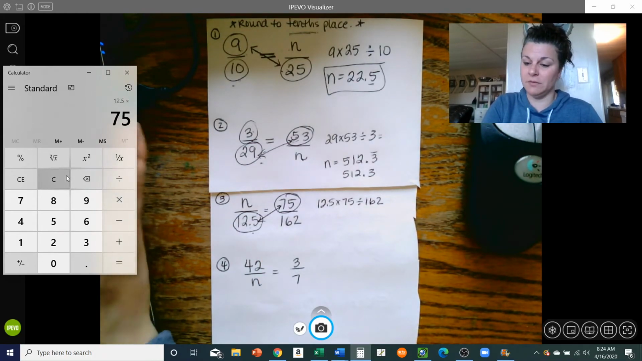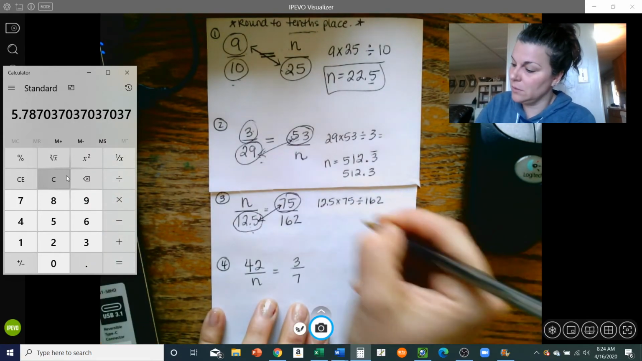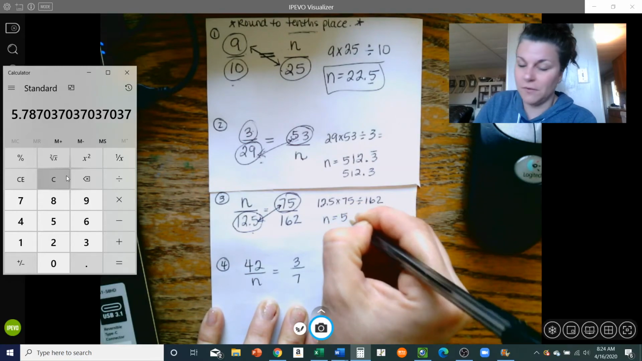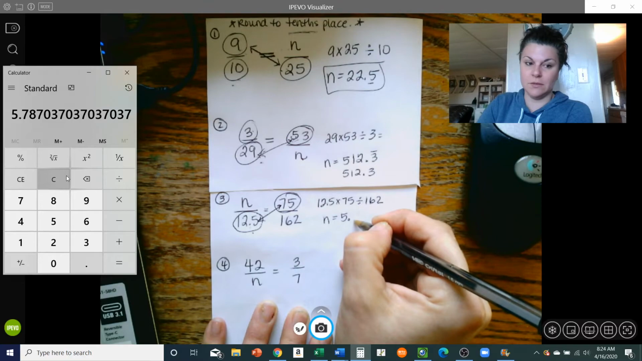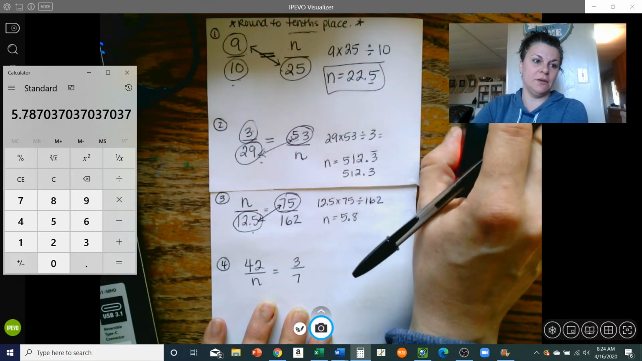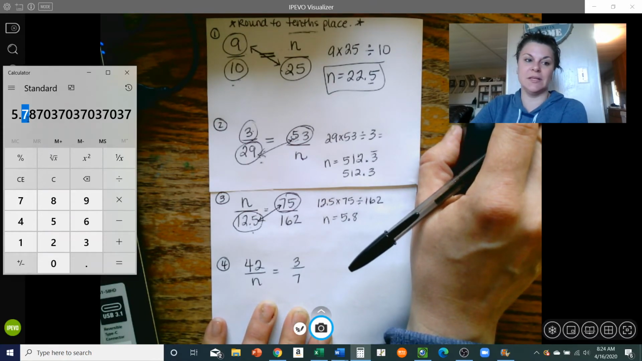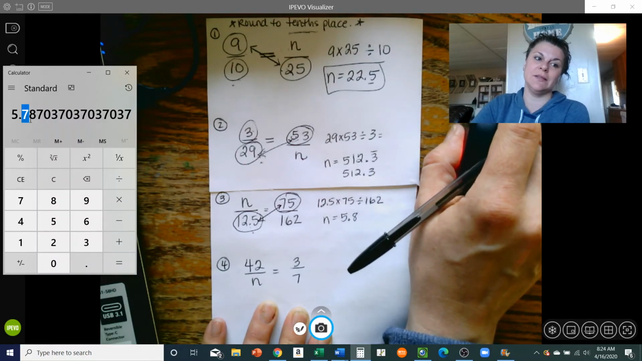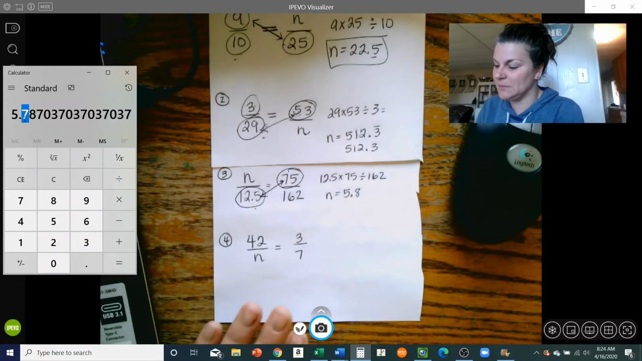Aren't you glad I'm letting you use your calculator for this? 12.5 times 75 divided by 162 equals, so n equals 5.787. So 5.78 means I'm going to round that to an 8 here. Look here, that 7 has an 8 next to it. That's going to bump my 7 up to an 8. So that's closer to like $5.80 than it is to $5.70, if you think of it as money. Money always helps me to think of math.